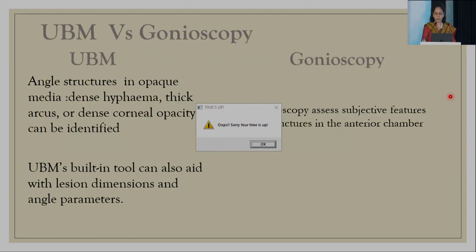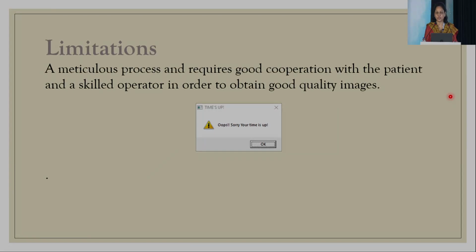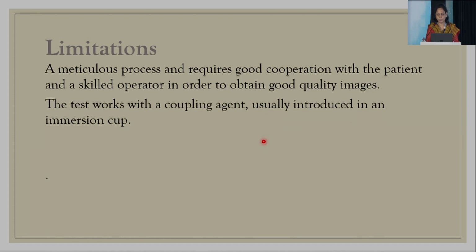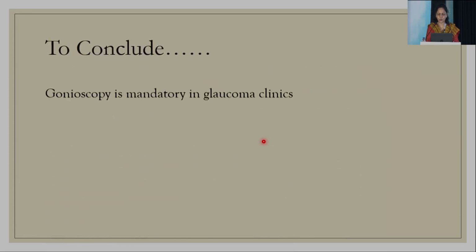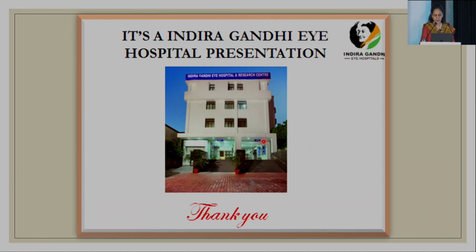Now post-glaucoma surgeries, I'm done, I'm just winding up. So with that, we talk about the limitations. We know that for gonioscopy, the lighting condition needs to be proper. UBM can be done without that. But yes, to conclude, I can say that they are friends forever. And your best friend in your glaucoma clinic is gonioscopy.